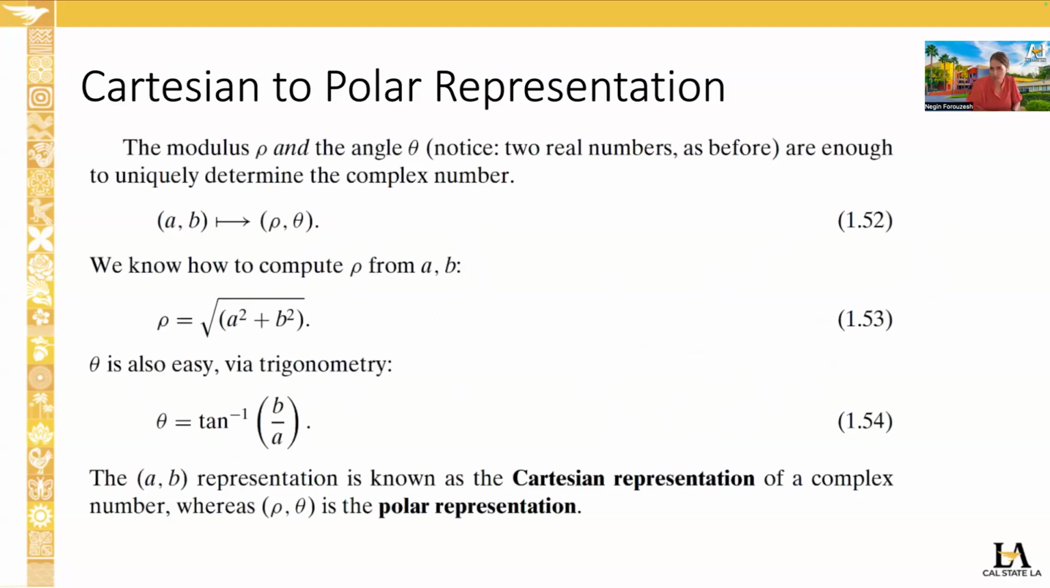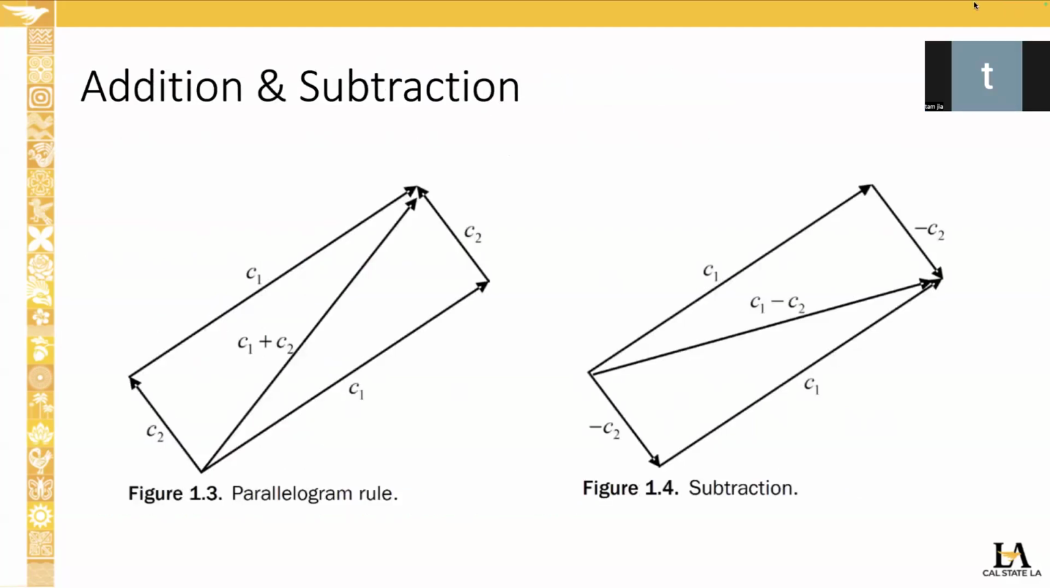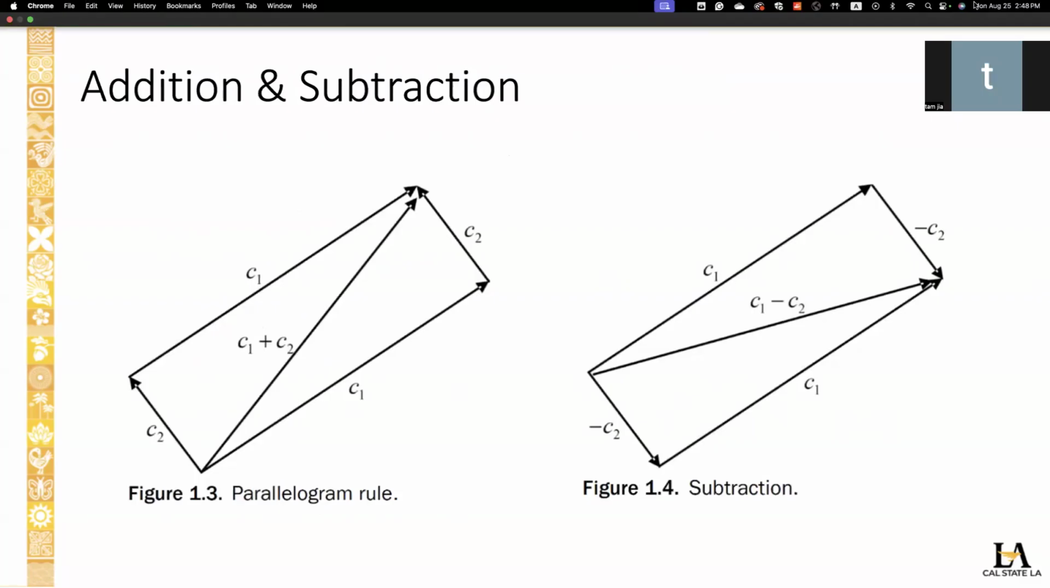Okay, now it gets... excuse me. Yes. Is there any vector representation for the multiplication? Oh, I'm going to introduce that. You just need to wait a little bit.